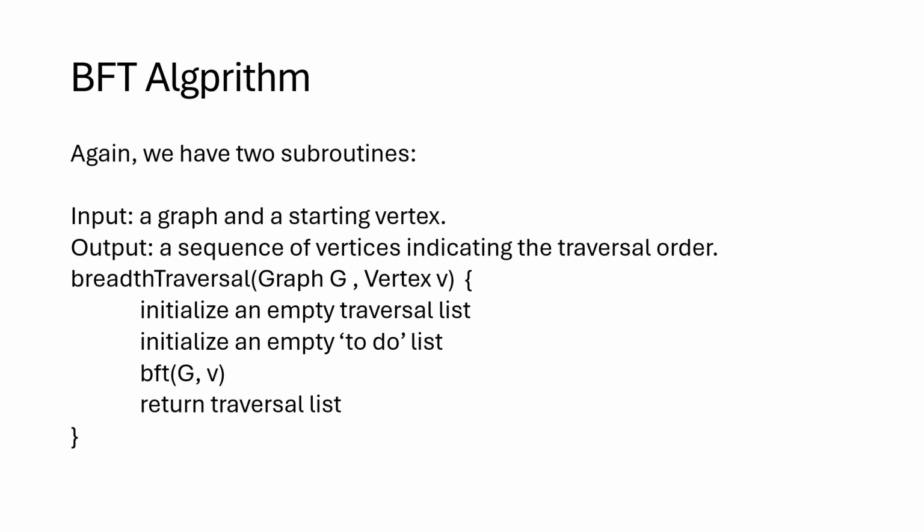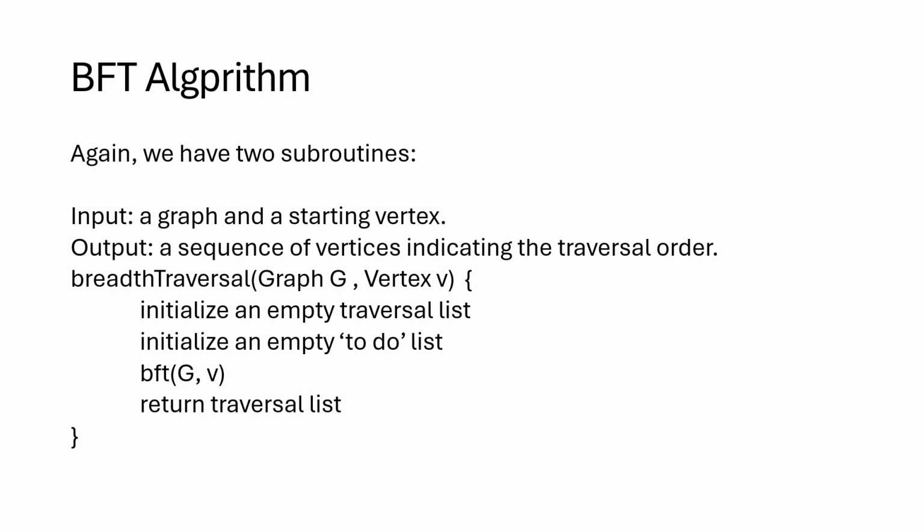Now, how is it really implemented? What are the details? So similar to DFT, here we also have two subroutines. One is the top level that I'm calling here breadth traversal. And the only thing that this one does is it initializes the lists that we maintain while performing the task. So we have a traversal list, which is initialized to empty. We have a to-do list, which is initialized to empty. And also we can still keep track of a visited list as well. And that is also initialized to empty.